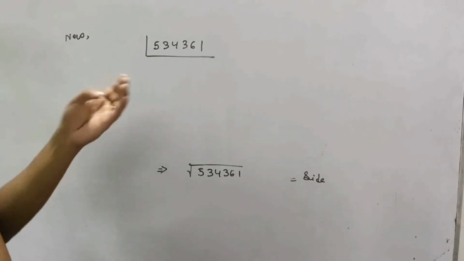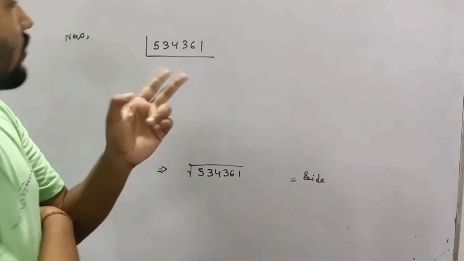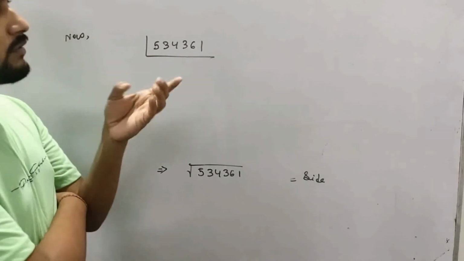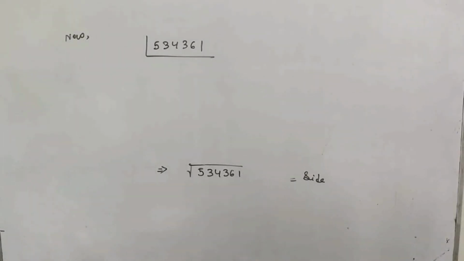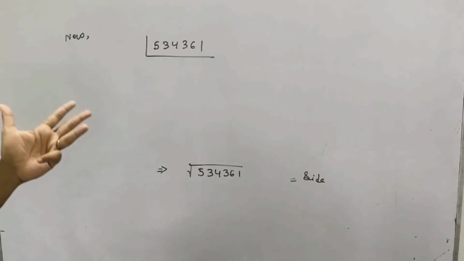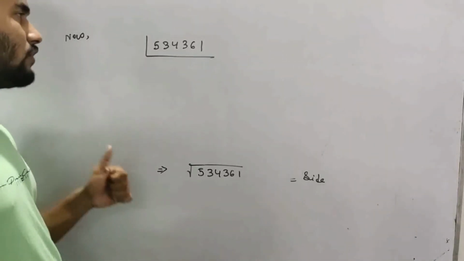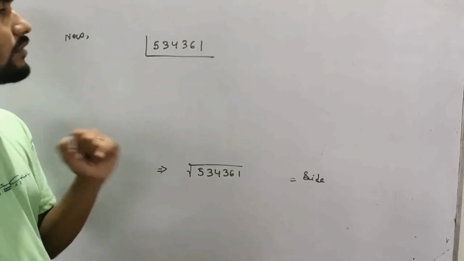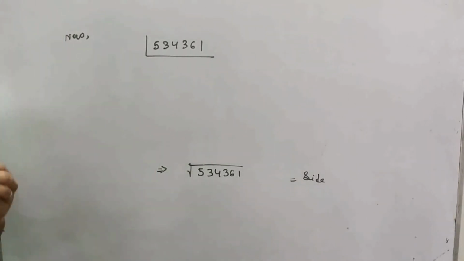7 7 is 49. 50, 51, 52, 53. 7 6 is 42. 43, 44. 7 3 is 21, 22, 23, 24, 25, 26. I think so this is not divisible by 7 also. Again let me check. 7 7 is 49, 50, 51, 52, 53. 7 6 is 42, 43, 44. 7 3 is 21, 22, 23, 24, 25, 26. It is not divisible by 7 also.